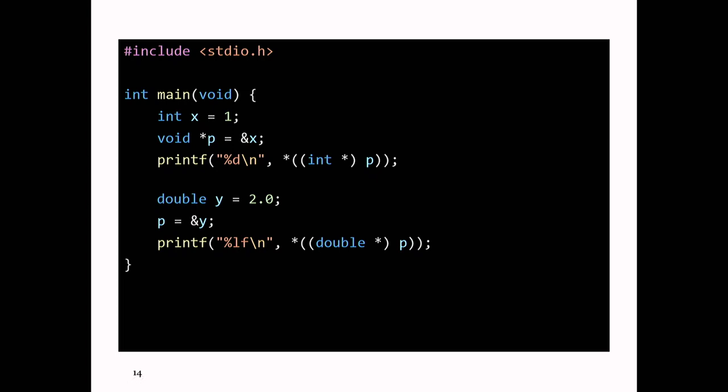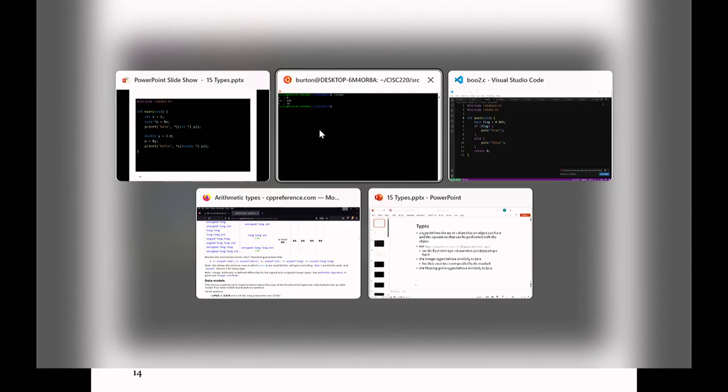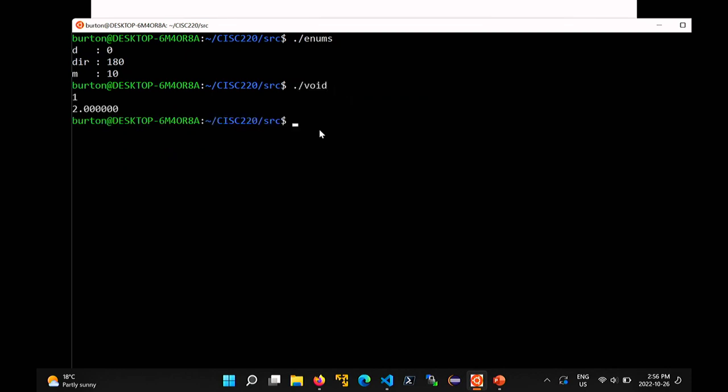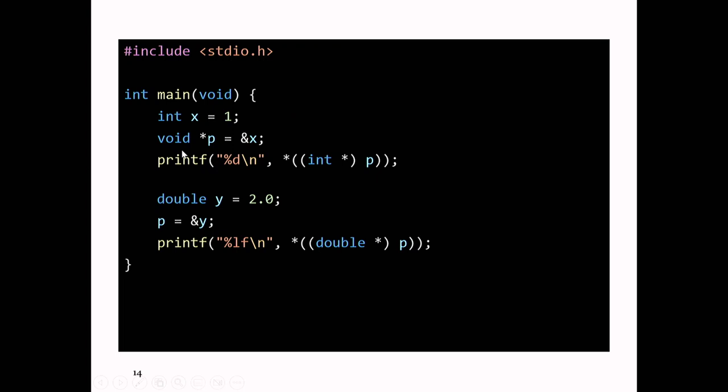But I can use that pointer to point at anything. So I can use p to also point at the double value y, and that works just fine. Again, if I want to print out the double value y, I have to tell the compiler, hey, p really points at a double now. Then dereference that to get the value of the double, and then print that value. So that'll print out 2. So that's the program, so you get 1 and 2. So void pointers can point at anything.